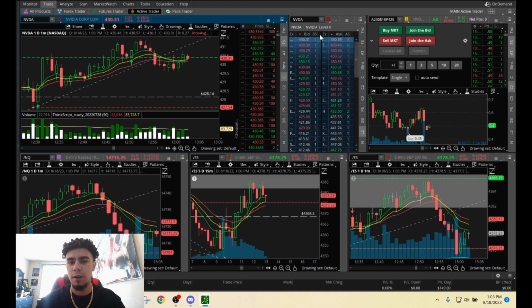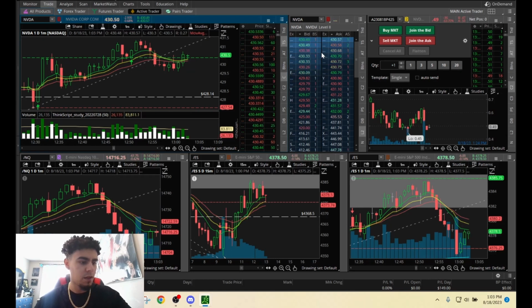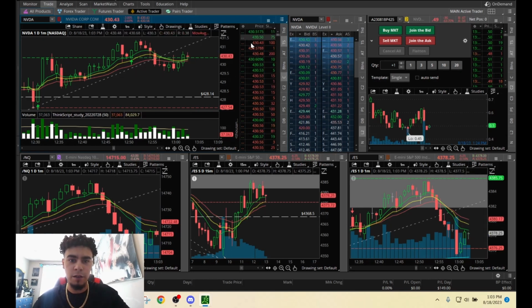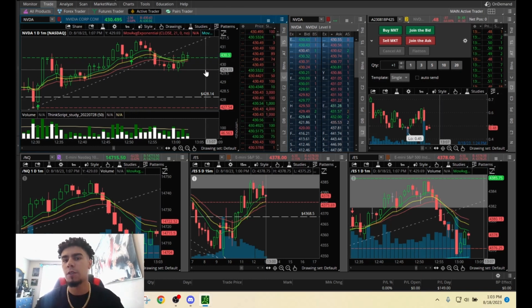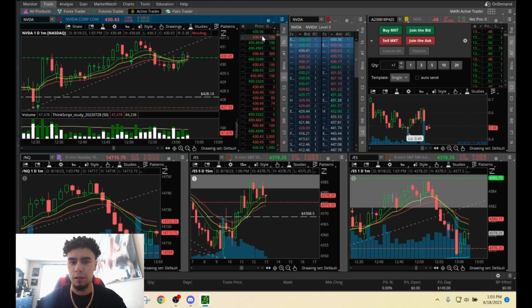So regardless of the stock, you're going to be able to see the incremental jumps on the bid and the ask. It just takes a little bit of time to get used to. Now another thing that I look at as an indicator to help me gauge whether the stock is strong or weak is time and sales.